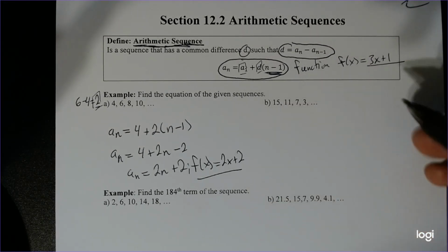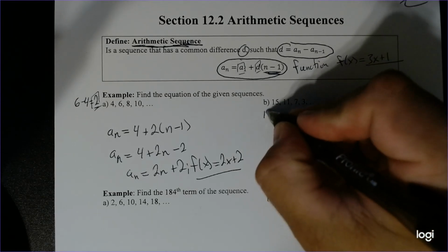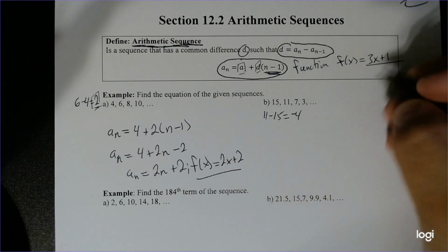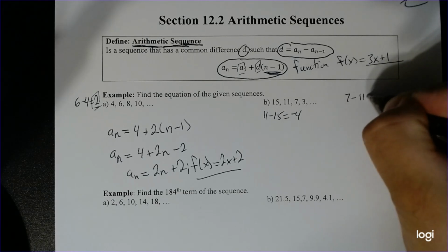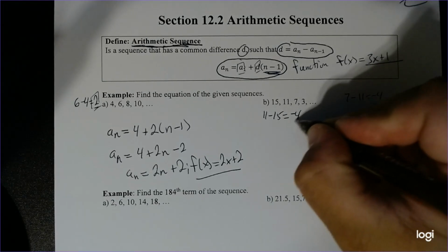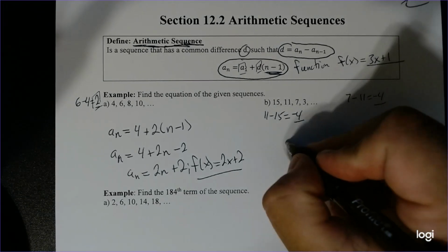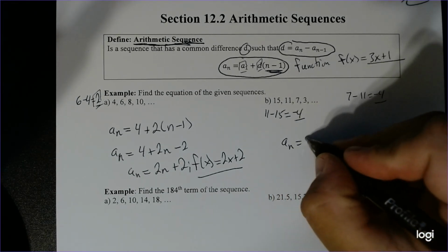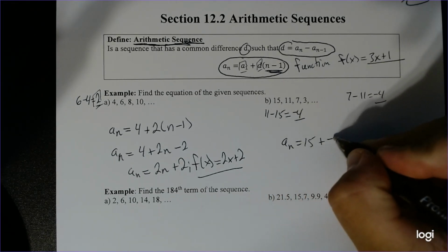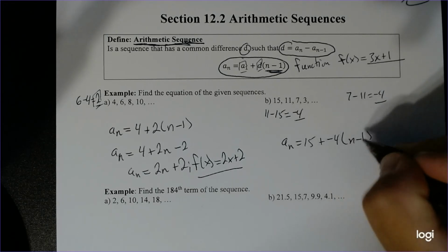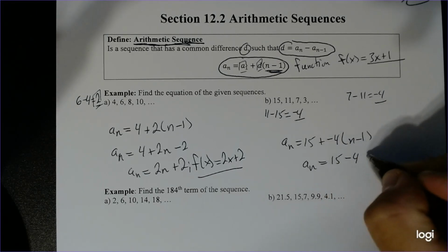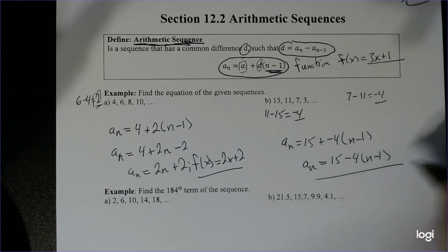Okay, so we just do one more example. So 11 minus 15 gives you negative 4. And again, it does the same thing. 7 minus 11 still gives you negative 4. So our common difference is negative 4. So a sub n will equal the first term, which is 15, plus negative 4 times n minus 1. And again, you can simplify this a little bit if you really want, or leave it like that if you like.